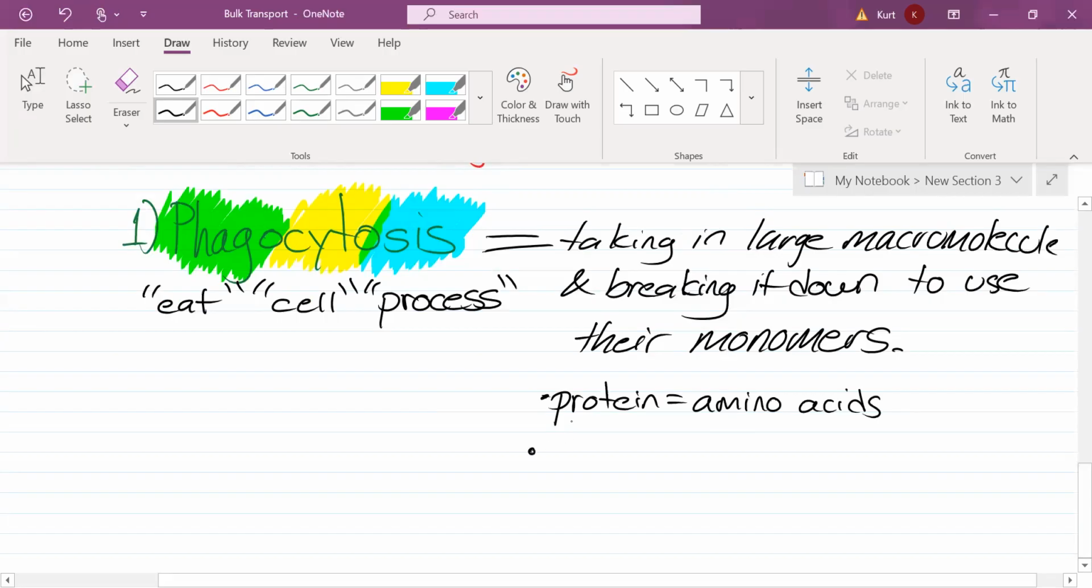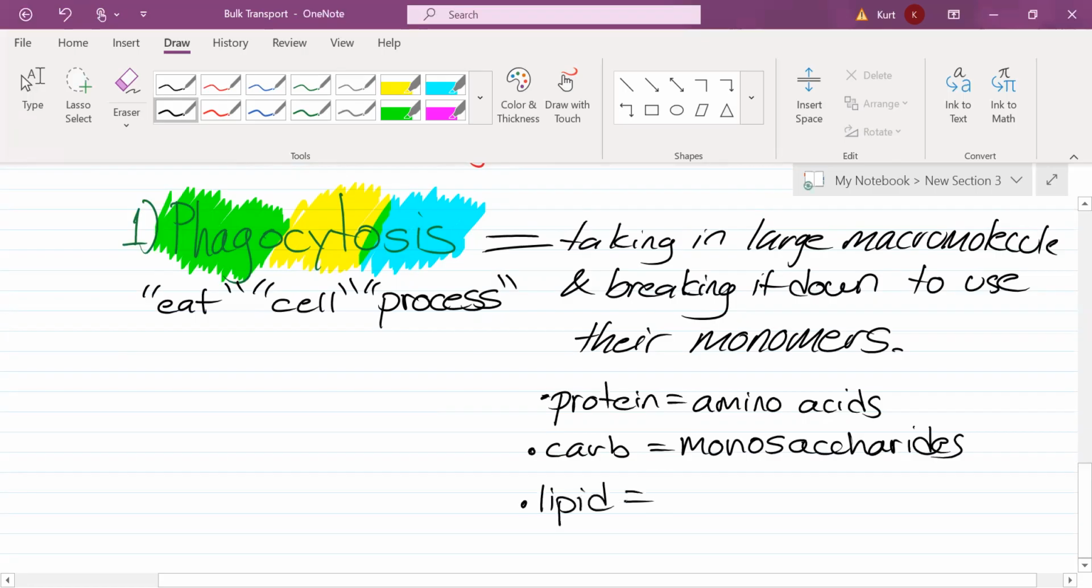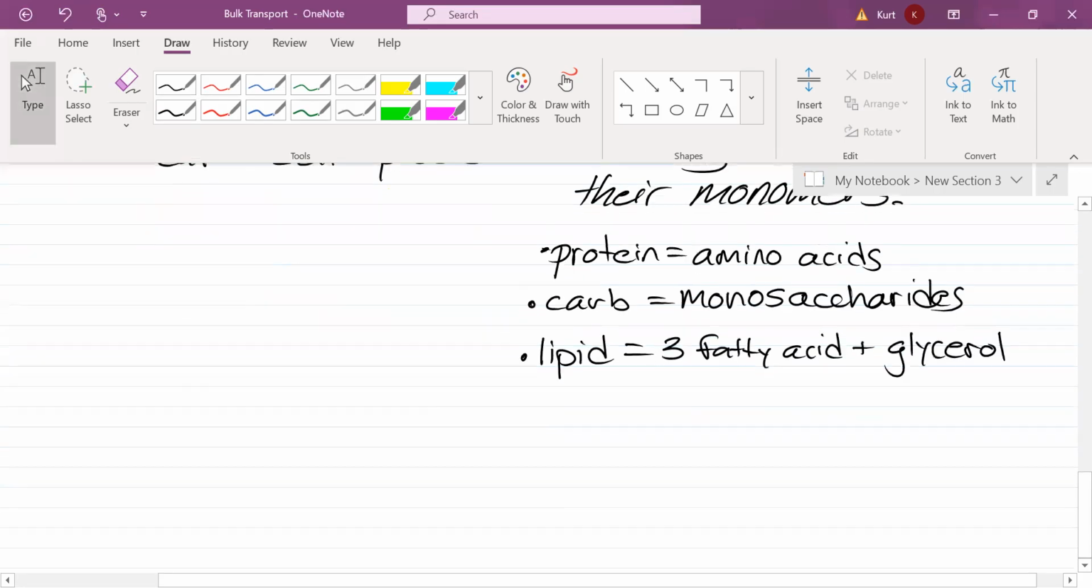What if that cell was to phagocytize a carbohydrate? What would that break down into? Emmy? Monosaccharides. Good. And how about if it were to break down a lipid, more specifically a triglyceride? 3 fatty acids and what? A glycerol. All right. Good job. Good, good, good, good, good. Okay.